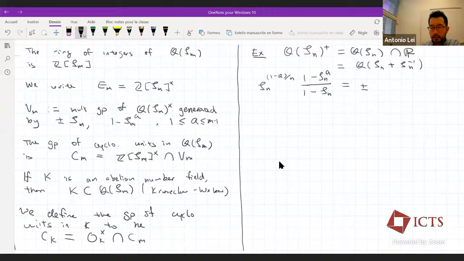And you can just do the calculation and realize that this is given by the sine function of pi a over n divided by sine pi over n. So yeah, you have an explicit element like this. So we will be interested in this field.